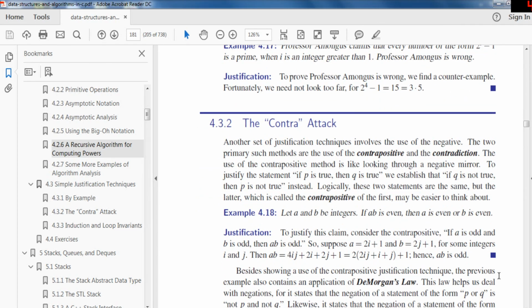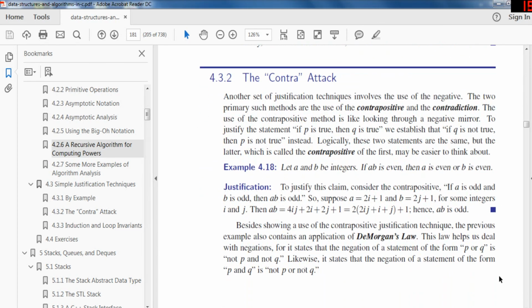Another set of justification techniques involves using the negative. The two primary such methods are using contrapositive and contradiction. The use of contrapositive is like looking through a negative mirror. To justify the statement, if P is true, then Q is true, we establish that if Q is not true, then P is not true instead. Logically, these two statements are the same, which is called the contrapositive, and it may be easier to think about.